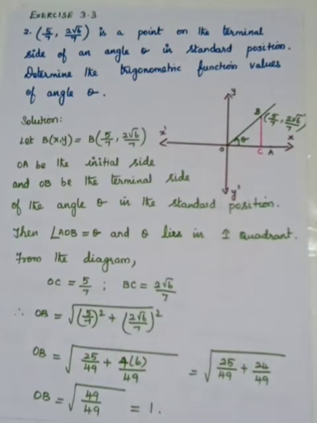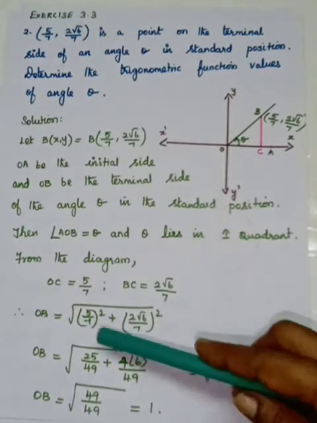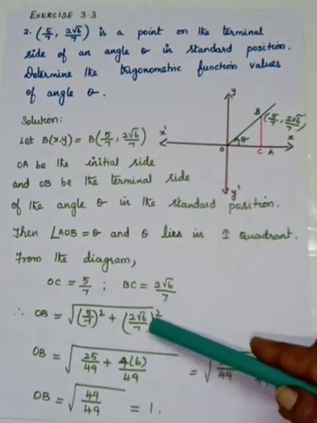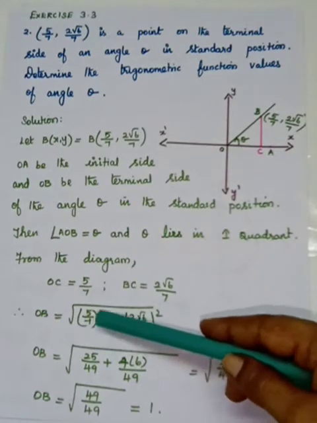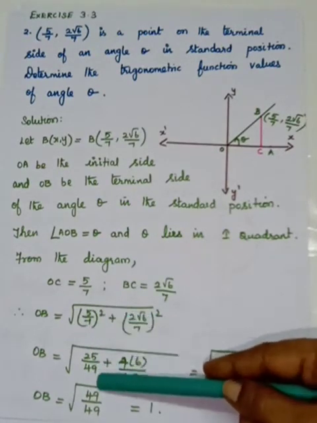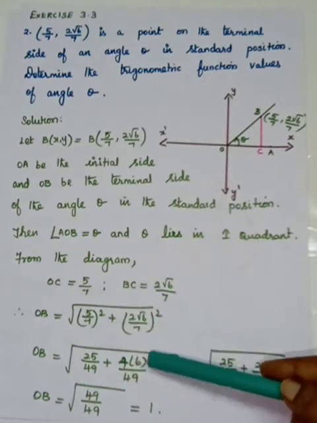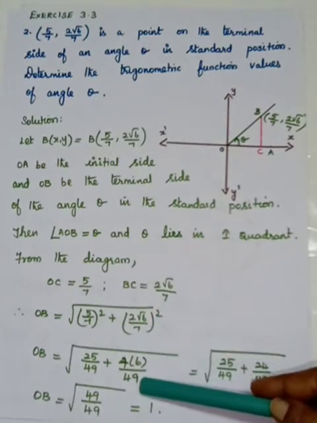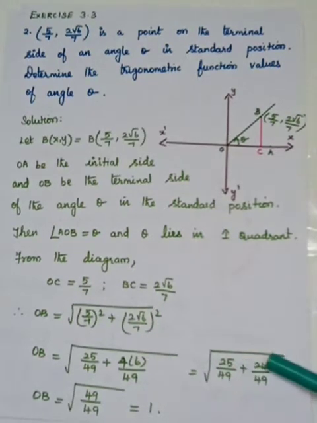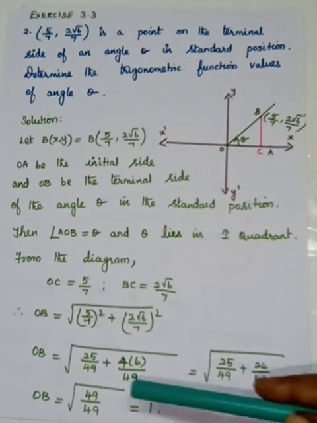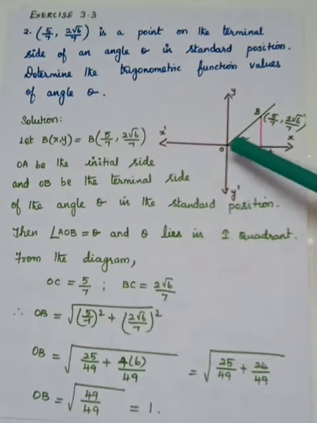Using the Pythagoras theorem. That is nothing but the square root of adjacent side the whole square plus opposite side the whole square. That is 5 by 7 the whole square plus 2 root 6 by 7 the whole square. When you square this, 5 squared is 25, 7 squared is 49, plus 2 squared is 4, root 6 the whole square is 6, and 7 squared is 49. So 25 by 49 plus 24 by 49. When you add this, 49 by 49 is equal to 1. So your OB is nothing but 1. The hypotenuse is 1. So now we are going for the trigonometric functions.